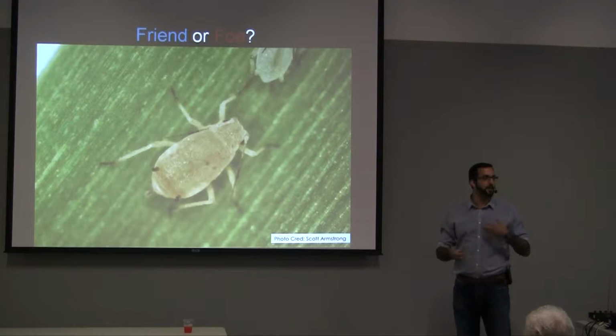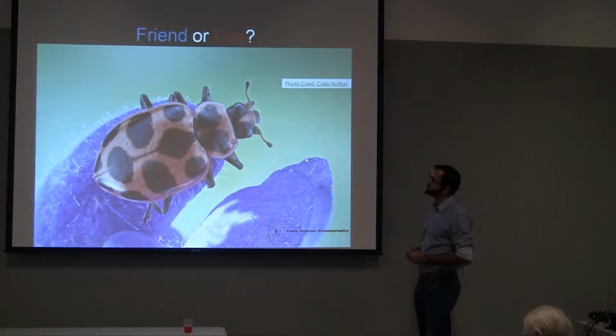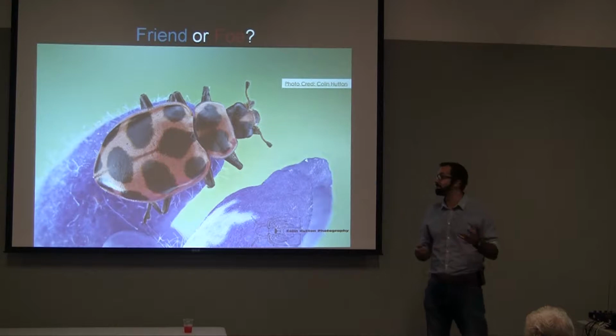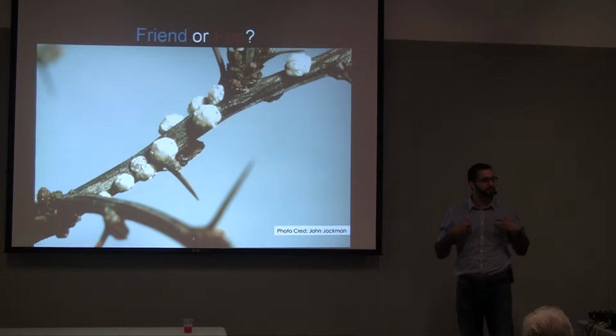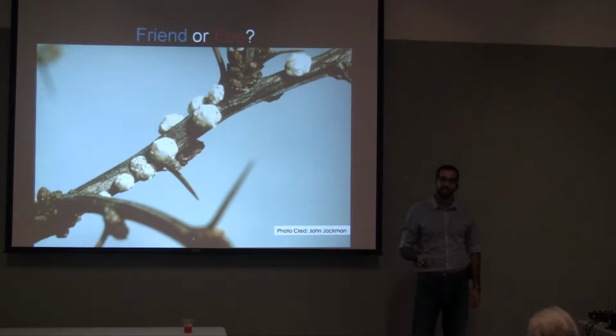How about this one? Friend. All right, what is this one? Ladybug. Yeah, a certain type of lady beetle. It's called a maculated lady beetle. How about these? These white things here. Foe. Bad guys. Well, as far as saying bad guys, there's no good guys or bad guys. It's just bad choices. Yeah, these are scale insects, so they are sucking insects.